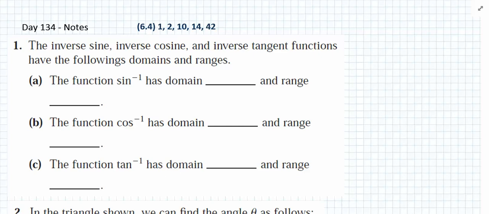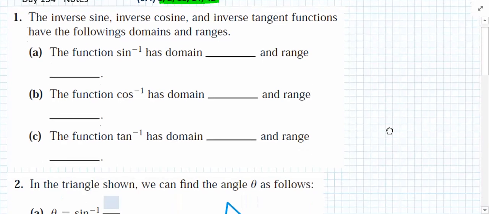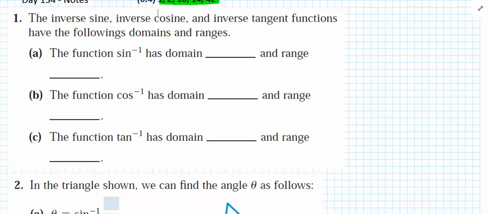Day 134 notes, pre-calculus. Today I'm going to work through just a few sample problems from the textbook. Those are listed here at the top of the page: 1, 2, 10, 14, and 42. Numbers 1 and 2 are more of a vocabulary review and some basic information that we need to be aware of as we move forward with these trigonometric functions.